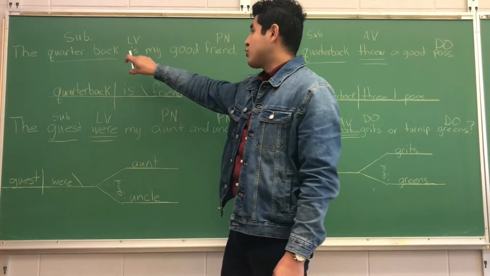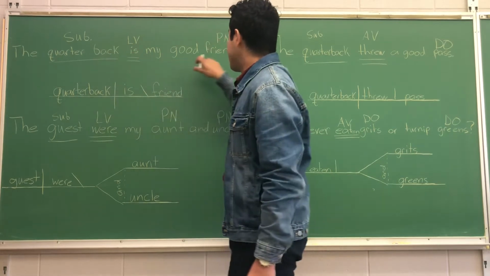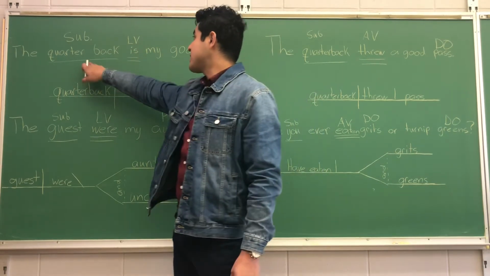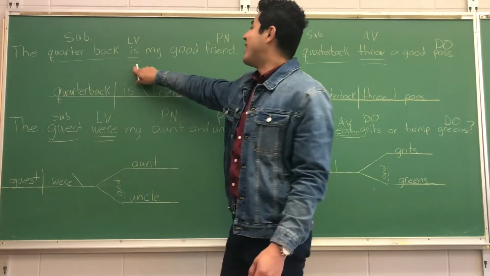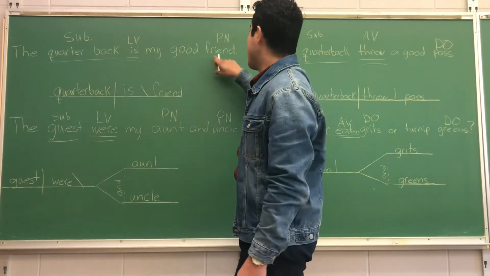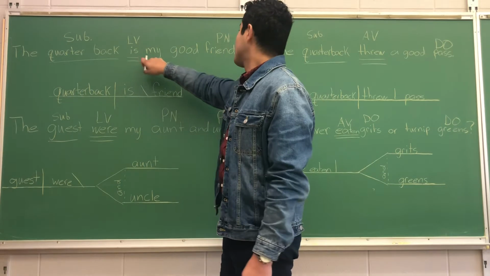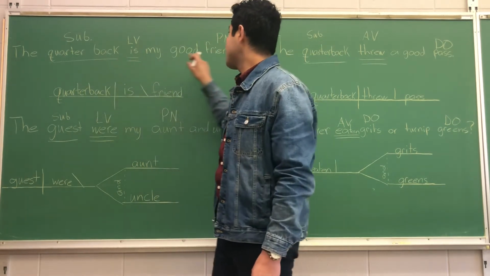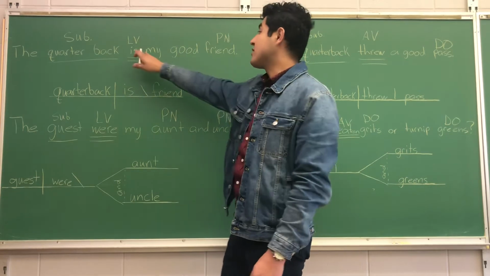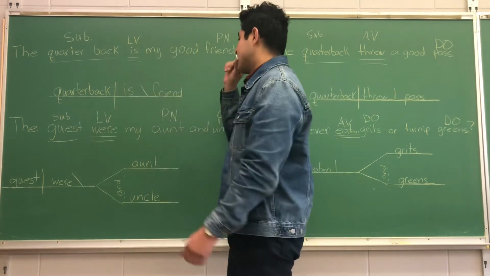In this case, we have the quarterback is my good friend, okay? Our subject is quarterback. I don't know why I made it 2 words. It should be 1 word. Is a linking verb, and so quarterback is what? Quarterback is friend, okay? Friend renames quarterback, okay? Friend is a complement. Because it follows a linking verb, it is a predicate nominative.